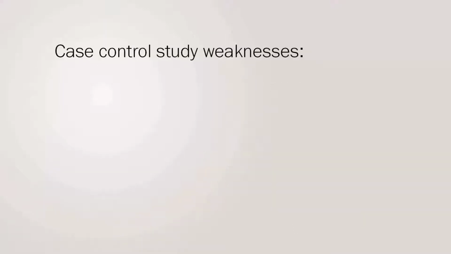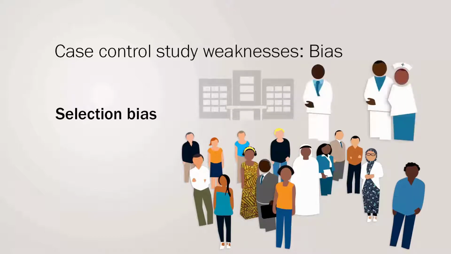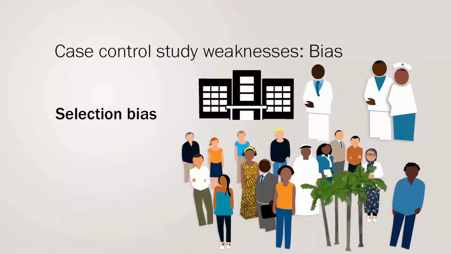Case control studies also have some weaknesses. They are prone to bias, especially selection and recall bias. Selection bias happens when the cases and controls are selected differently, using different inclusion criteria, or basing selection on the exposure status.